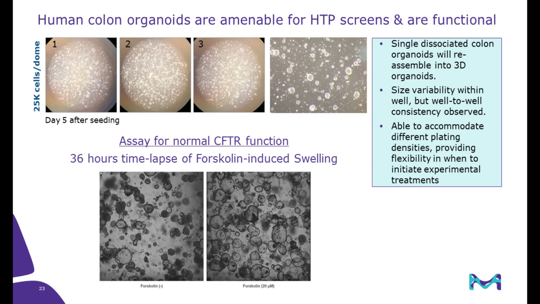We also performed a forskolin-induced swelling assay on our iPS-derived colon organoids and found that the cystic fibrosis transmembrane conductance regulator gene is functional. The iPS-derived colon organoids in the left image do not swell in the absence of forskolin. When 10 microliter of forskolin is added to the culture, swelling is observed starting at 3.5 hours and onward. A 36-hour time lapse of this is available on our website.